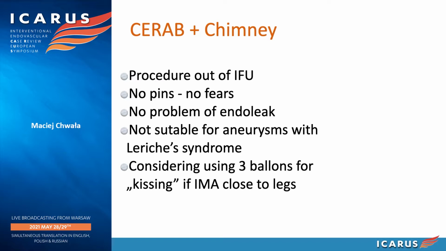So we can combine the chimney procedure with CRAP. This is an out of IFU procedure, but it's sometimes even easier than using classical stent grafts because there are no pins on the aortic part of the graft. There is no problem of endoleak because we are dealing with non-patent vessels. This is not suitable for aneurysm with Leriche syndrome because there is no tight connection between the parts of the CRAP.